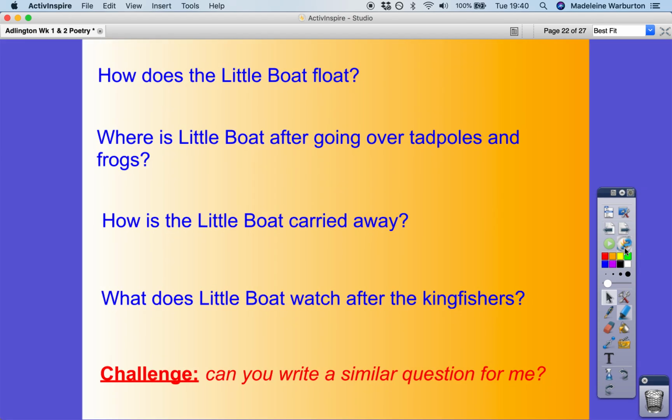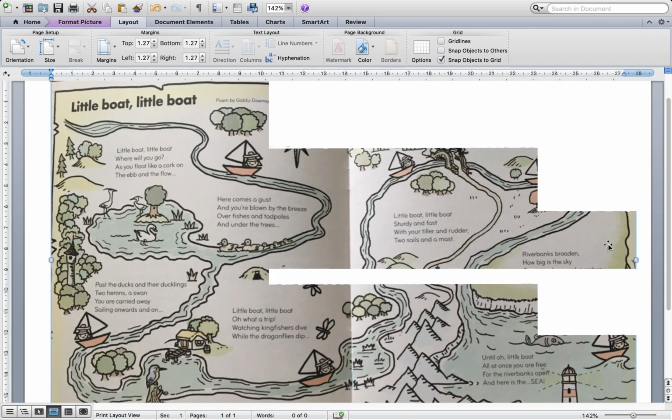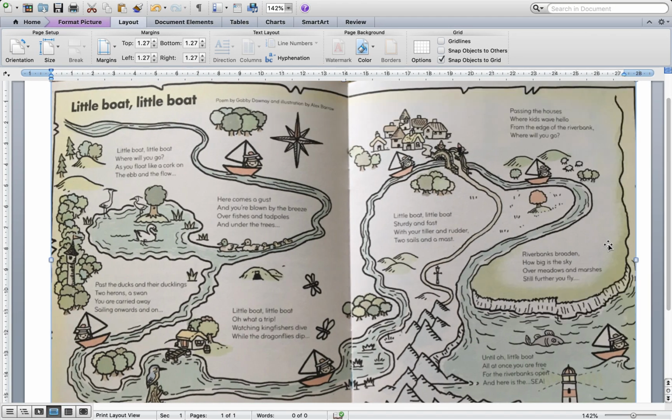So your task is going to be answering questions. I'm going to do another couple with you and then I'm going to show you your task. So how does the little boat float? Again, I'm going to try and use key features of the poem, and I can see an illustration here of a boat floating along the river, so that's probably quite a key. I'm going to read the verses around here again. Little boat, where will you go as you float like a cork on the ebb and the flow?